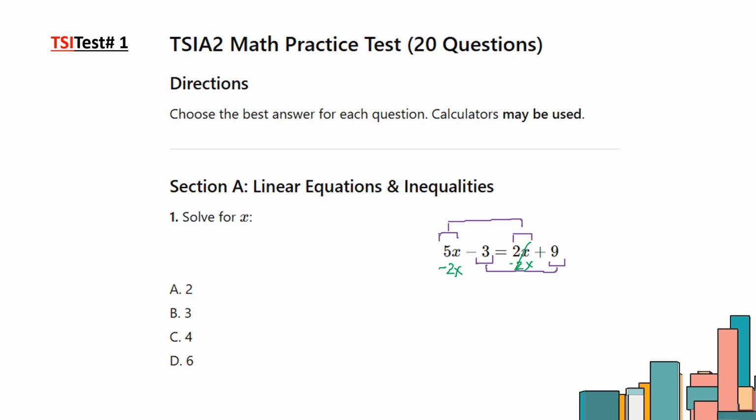So we have 3x minus 3 equals 9. Now we add 3 to both sides so we can isolate the x term. So this one is gone. We have 3x equals 12. Now we do the opposite of multiplication, which is division. We isolate x by dividing both sides by 3. 3 divided by 3 is 1, times x is x. So x equals 4 is the correct answer.